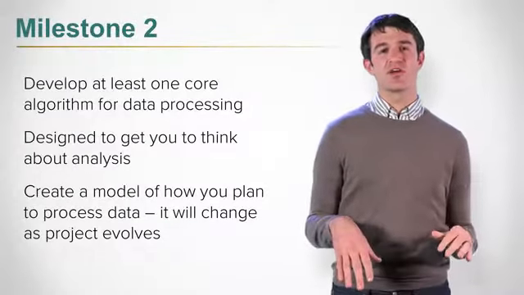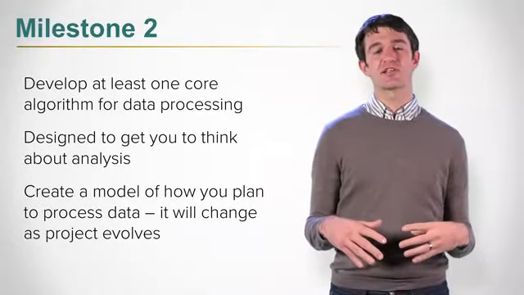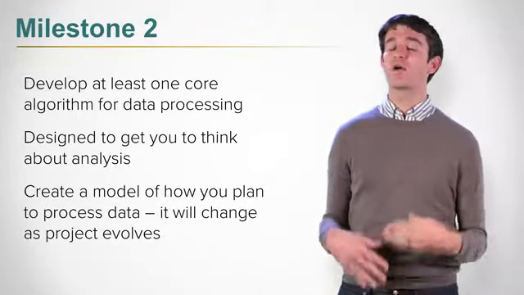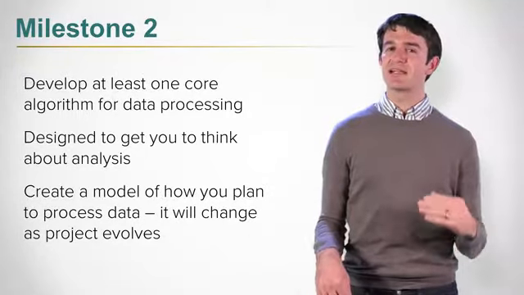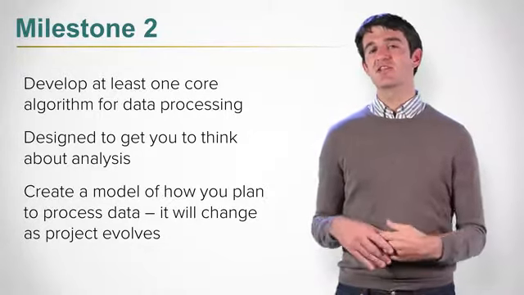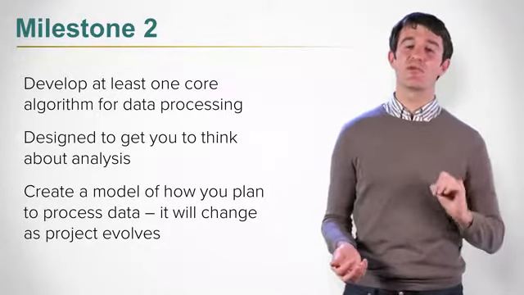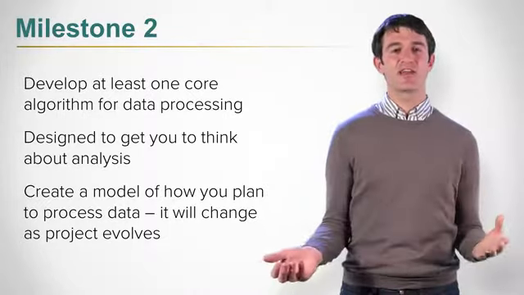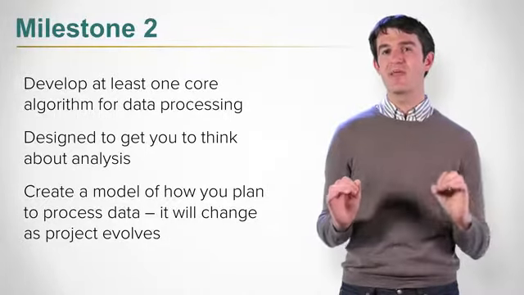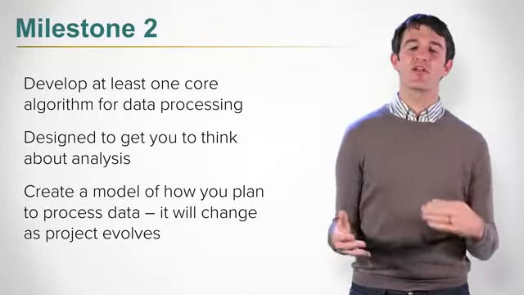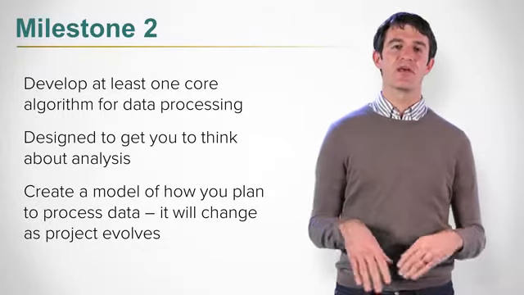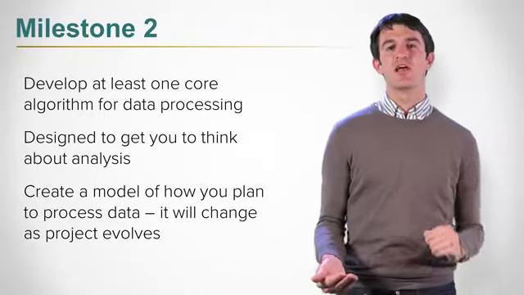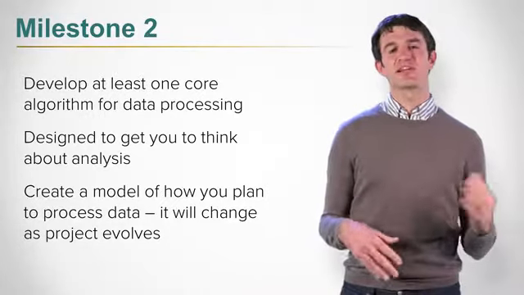For the second milestone, you will develop at least one core algorithm for processing your data. Depending on your project, this milestone may be brief, or it may be very significant. It's designed to get you to think through your analysis in advance so that you spend the rest of your time conducting a doable project rather than having to restart if you decide it's not achievable. It doesn't need to be a final analysis or even functional, but you'll think through your analysis and develop a model of how you plan to process your data. Do your best to make it accurate, but know that it will change as the project evolves. You will then submit this model for review to complete the milestone.